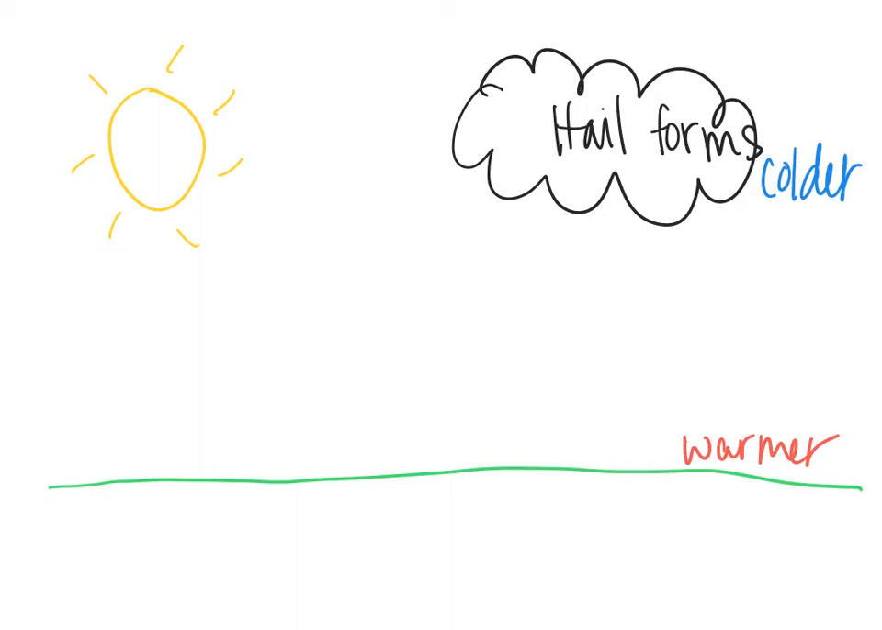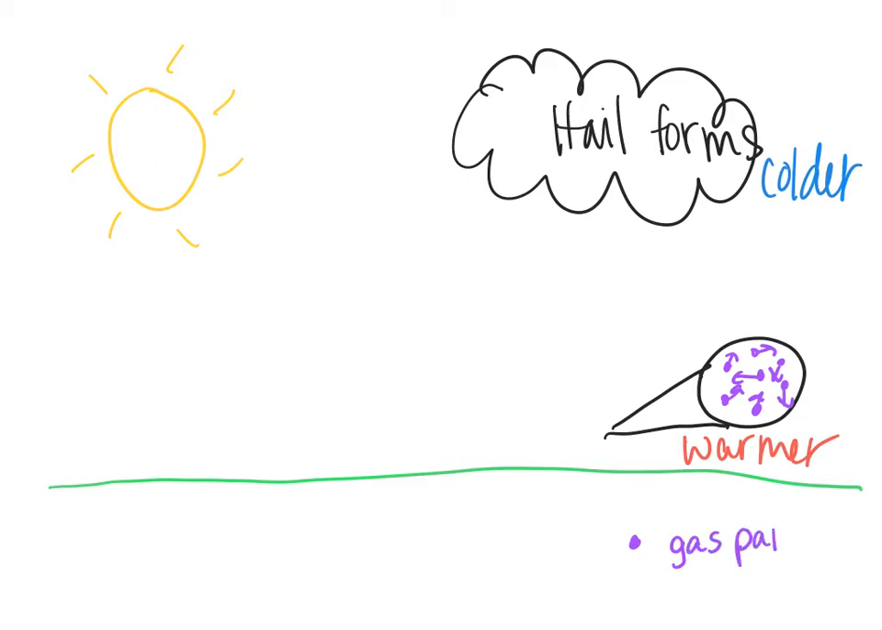So if we zoom in on the gas that makes up our atmosphere, we would see they're closer together down here where it's warmer, and they're moving in all directions. I'll make a little key down here. We'll just call those gas particles to represent all of the gases that are in our atmosphere.